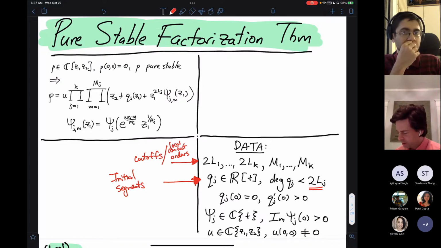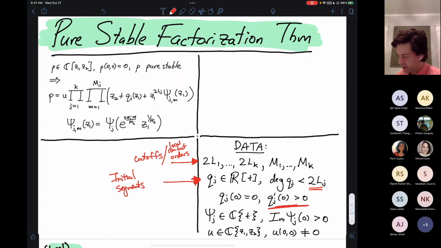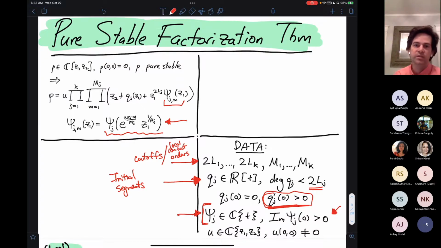And so these initial segments have to behave like the real stable case. So again, they have to have this positive first derivative. And then we have this Puiseux series part here. So I've tried to write it separately right there. You have to multiply over all branches of plugging a fractional power into some analytic function. And so here are these analytic functions appearing there. And they start out, this is the first place where you get a complex coefficient, and it has to be with positive imaginary part. Okay, so this is the pure stable factorization in all of its glory.